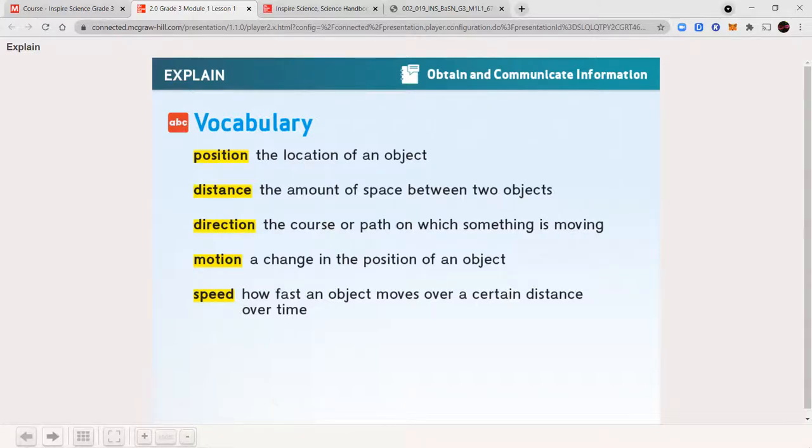So what direction is it going in? Is it moving to the right? Is it moving to the left? Is it moving up or down? Motion is a change in position of an object. So when something is moving, it is in motion. And lastly, we have speed. Speed is how fast an object moves over a certain distance over time. So your speed is how far you moved in a specific amount of time.